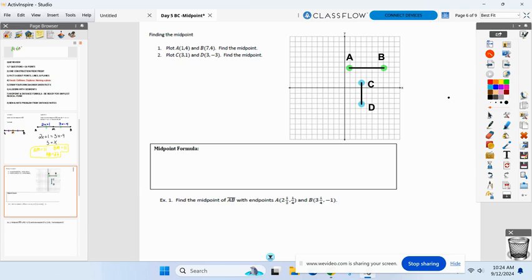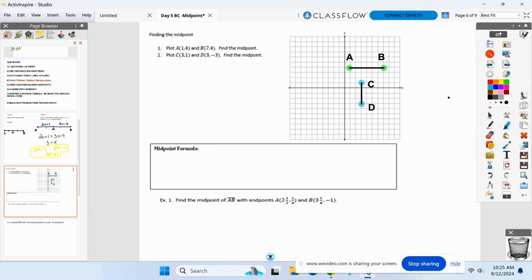Please be aware, I'm looking for the midpoint. This has nothing to do with distance. You should be giving me a point here, an x coordinate with a y coordinate, the midpoint. So the answer here is going to be an xy coordinate.